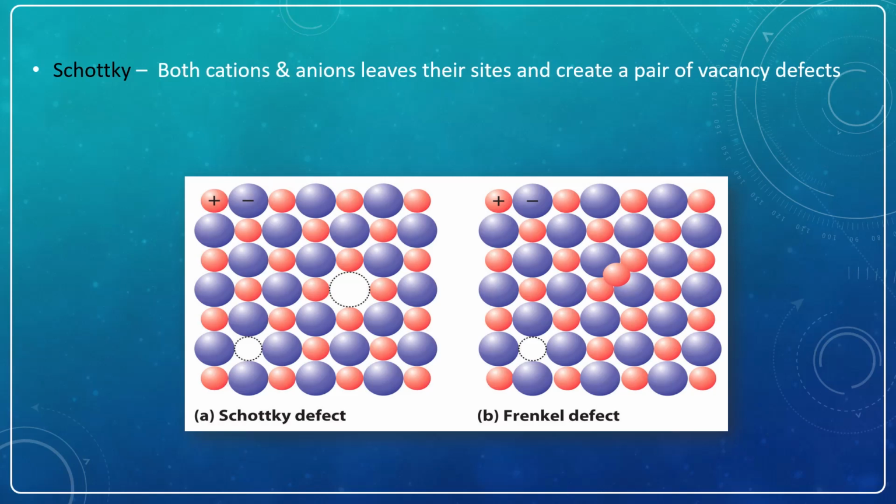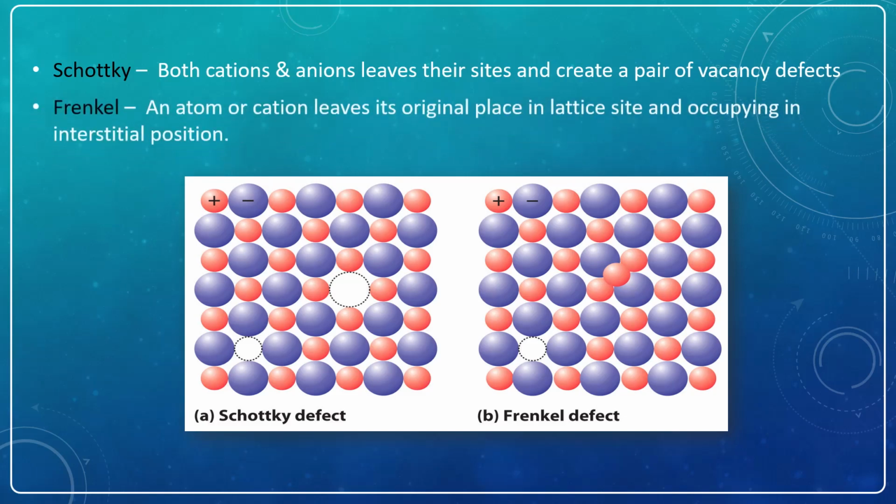The next one is the Frenkel defect. As you see in the diagram, an atom or a positive ion, a cation, leaves its original space and moves into an interstitial site. So it shifts to an unoccupied position, and this particular defect is called the Frenkel defect.